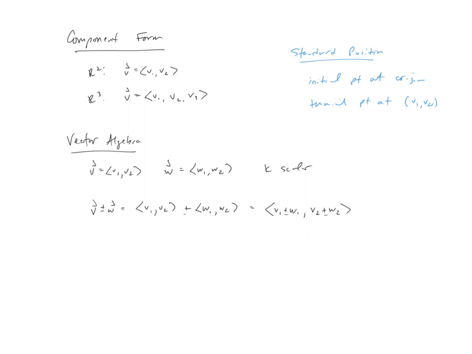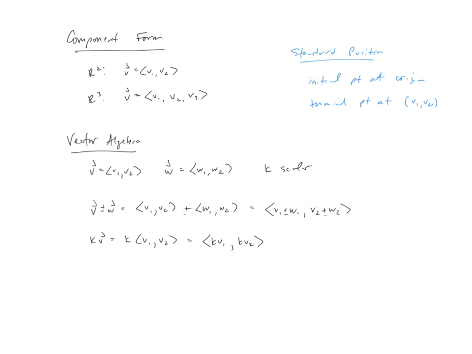Just add corresponding components. For scalar multiplication, this one's pretty simple. If we have K times V1, V2, that's just going to be KV1 and then KV2. So we're distributing the scalar through there.